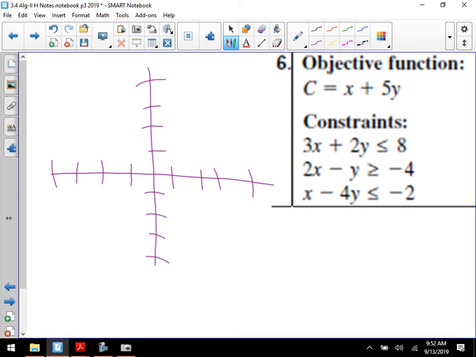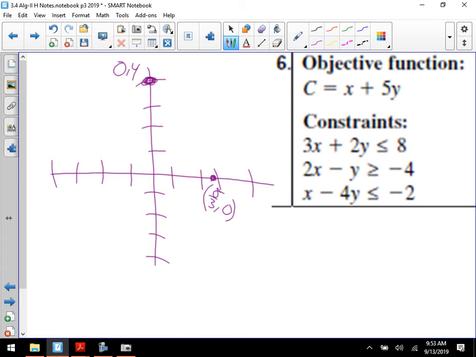I'm looking at the first equation, 3x plus 2y is less than or equal to 8. The y-intercept is easy, that's 4. The x-intercept is at 8/3. 8/3 is really close to 9/3, and 9/3 is 3. So 8/3 would be a smidge less than 3, about here. And I label it as (8/3, 0).